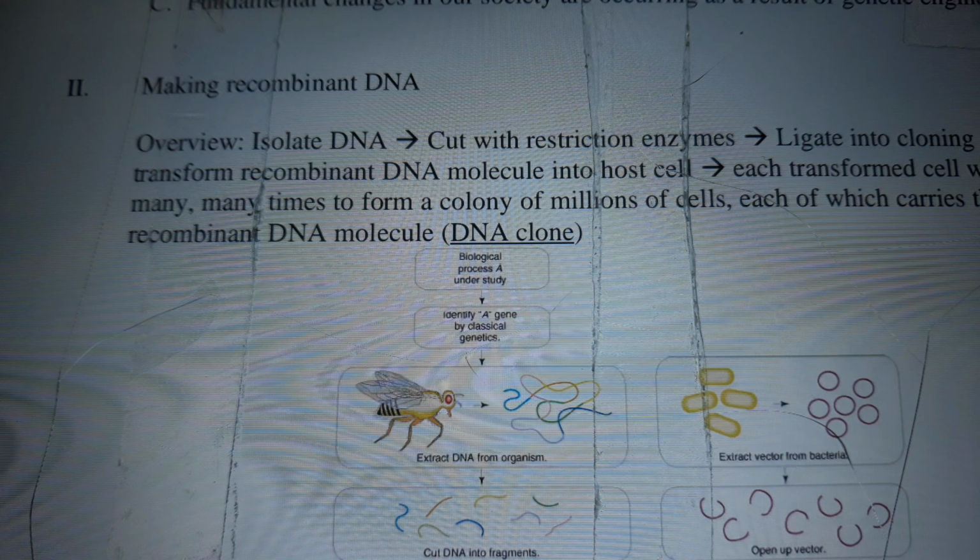Second will be making recombinant DNA. Overview. Isolate DNA, cut with restriction enzymes, ligate into cloning vector, then transform the recombinant DNA molecule into host cell, and then each transformed cell will divide many times to form a colony of millions of cells, each of which carries the recombinant DNA molecule, a DNA clone.